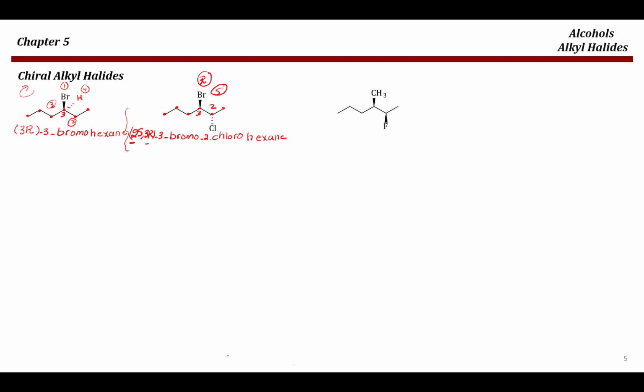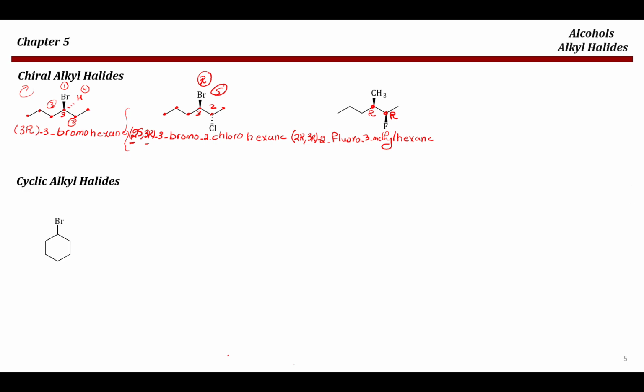In this case here, 1, 2, 3, 4, 5, 6. So this is again hexane. And then we have 2-fluoro, 3-methyl hexane. We have to include the stereochemistry again at this chiral center here. The stereochemistry will be R, and at this chiral center here, the stereochemistry will be also R. So this is RR, and that's why this is 2R, 3R, 2-fluoro, 3-methyl hexane.